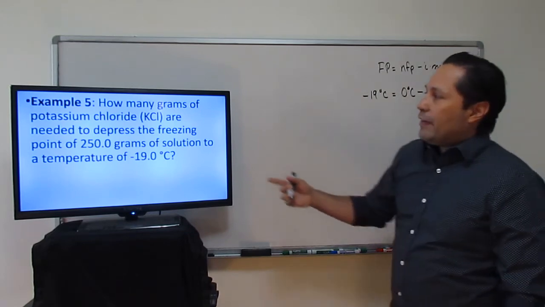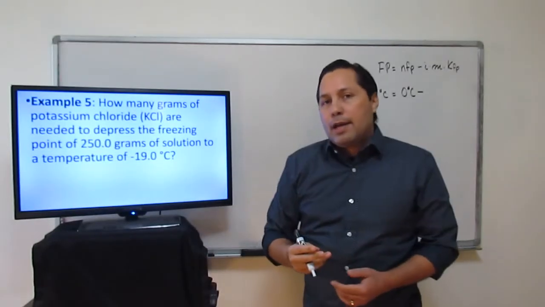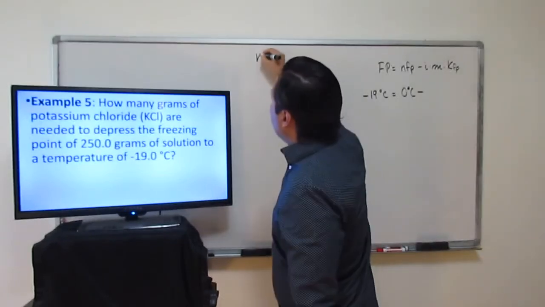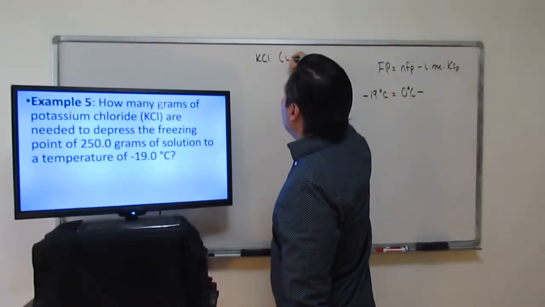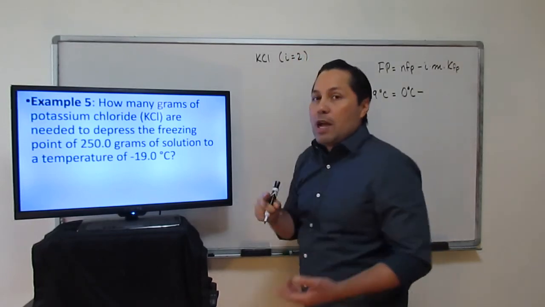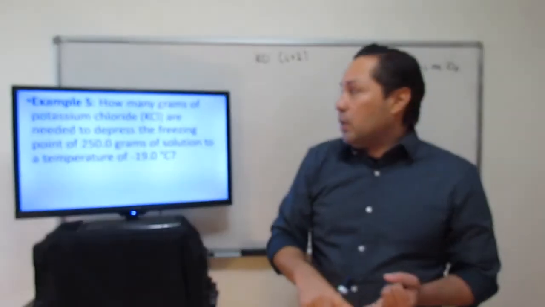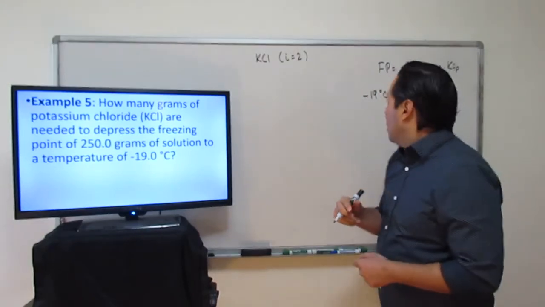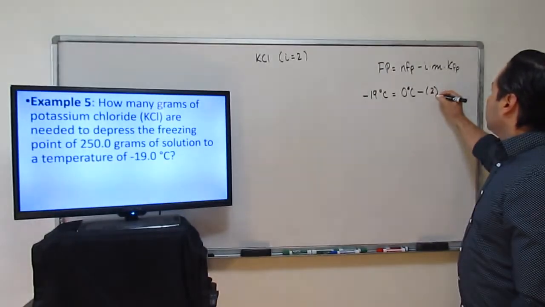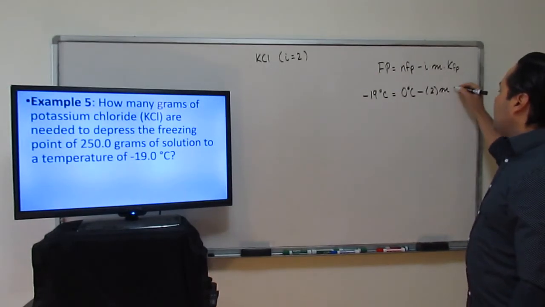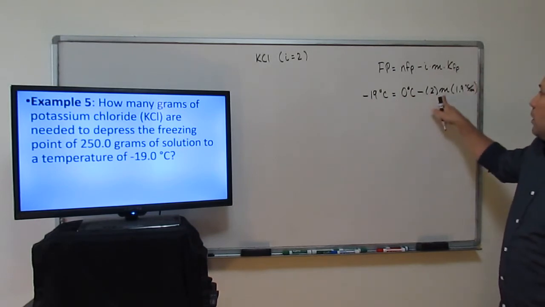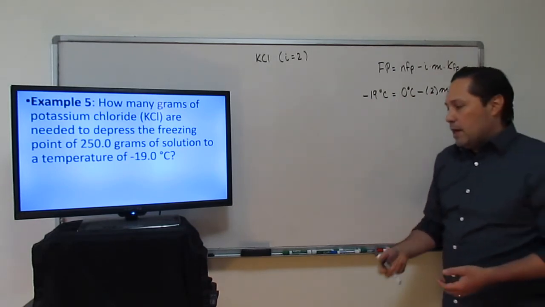We know we have KCl, the potassium chloride, and for potassium chloride, the Van Hoff factor for it is going to be 2 because potassium is a metal and chlorine is a non-metal, so therefore it's going to split into 2 parts. Alright, so I'm going to put that here. The molality we don't have, but we do have the constant 1.9. Alright, so what we're going to do is solve for the molality now.